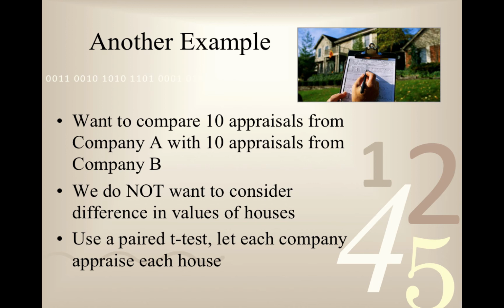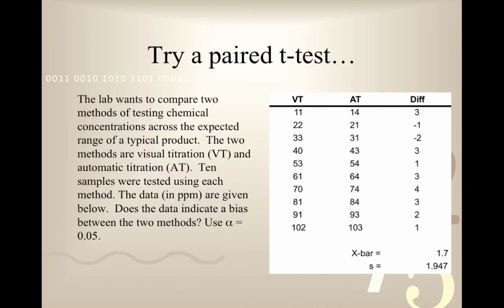Okay, so again, what would our data look like in Minitab? We'd have a column for the house, so maybe houses numbered 1 through 10. We would have the appraisals from company A, and then we would have the appraisals from company B. All right, and then we would combine the results across the houses so that we would only be picking up the variation between company A and company B.